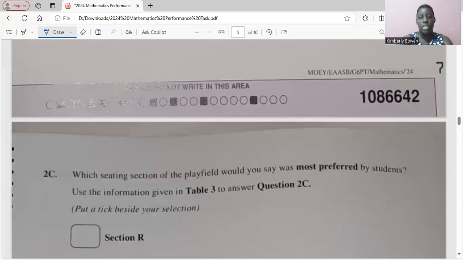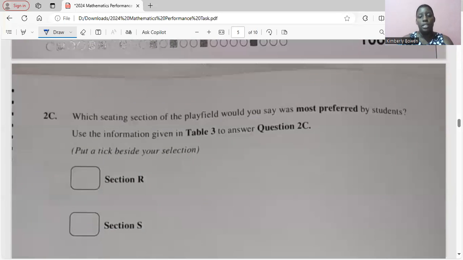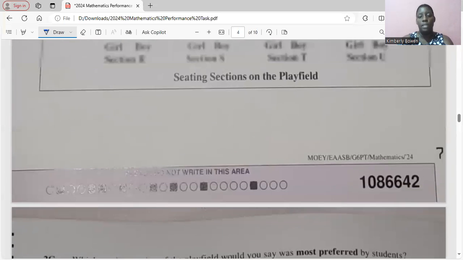Let's move on to 2C. Which seating section of the play field? I keep saying playing field in my mind. Which seating section of the play field would you say was most preferred by students? Use the information from table 3 to answer 2C. So back at the table, we could actually even look at the bar.